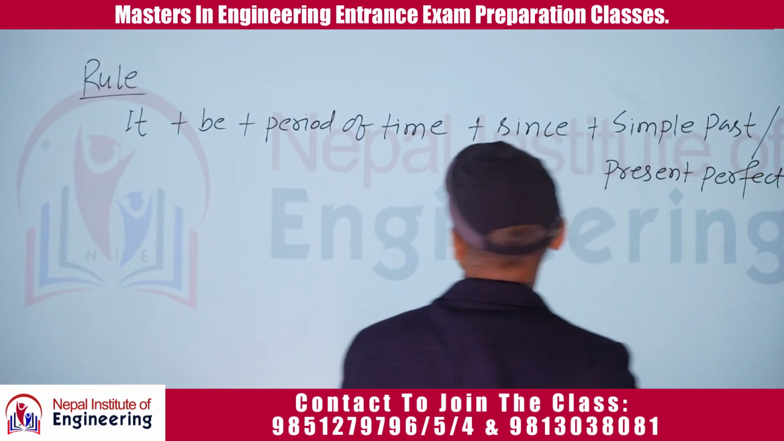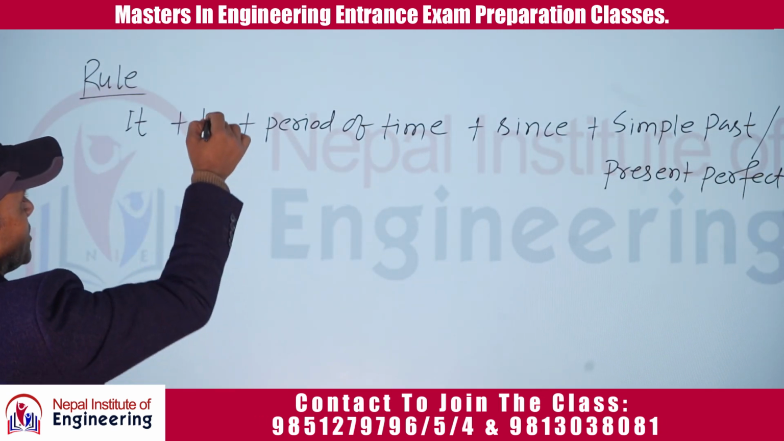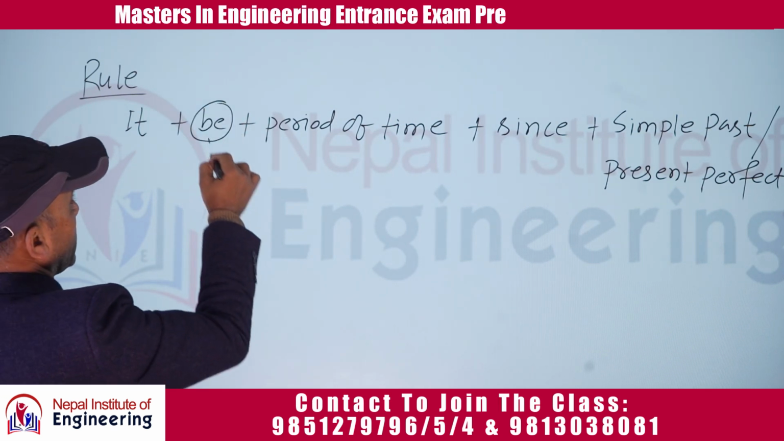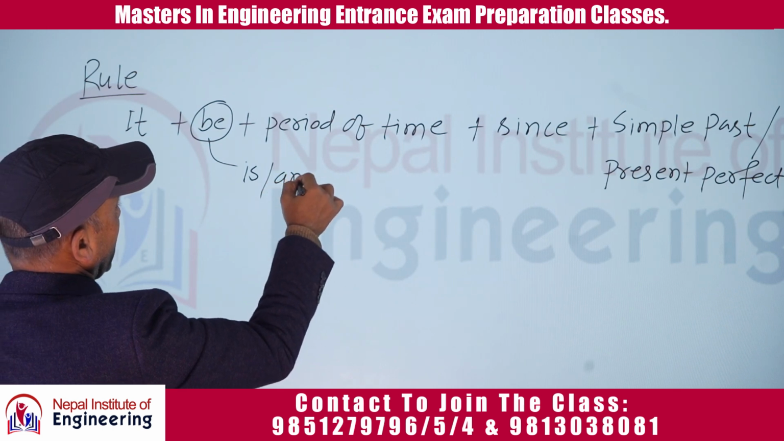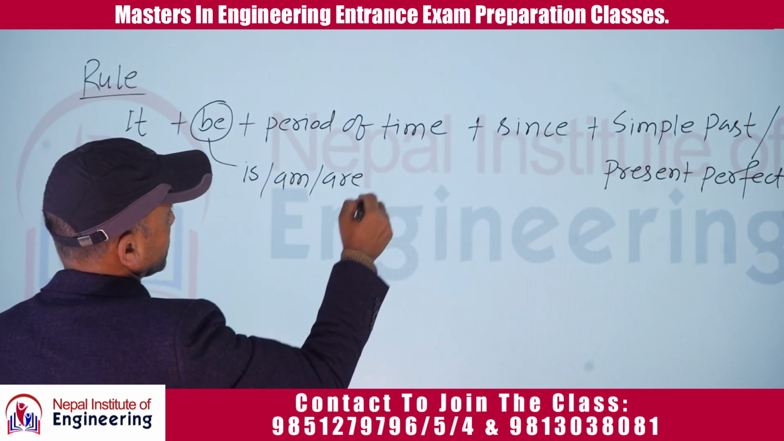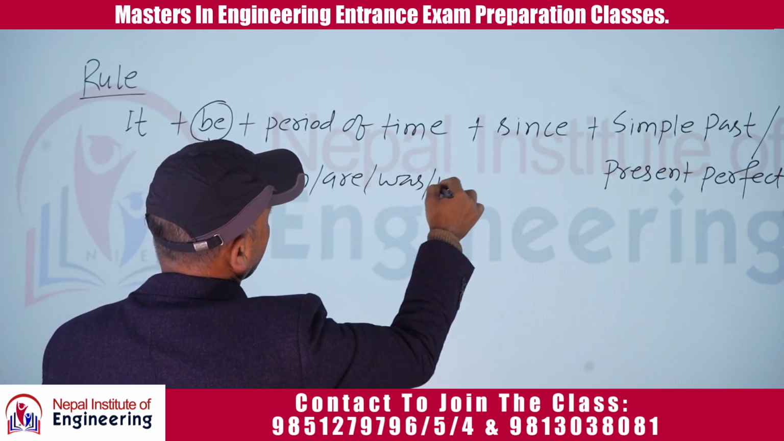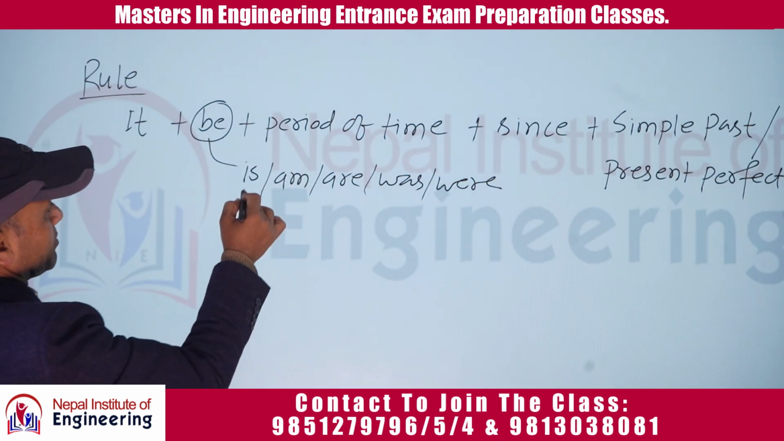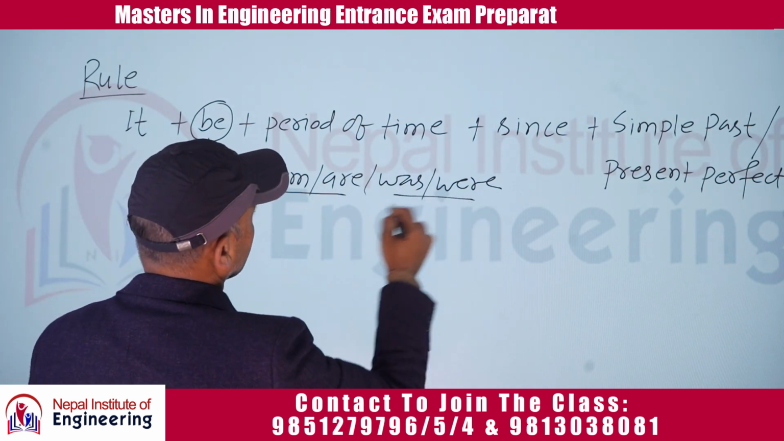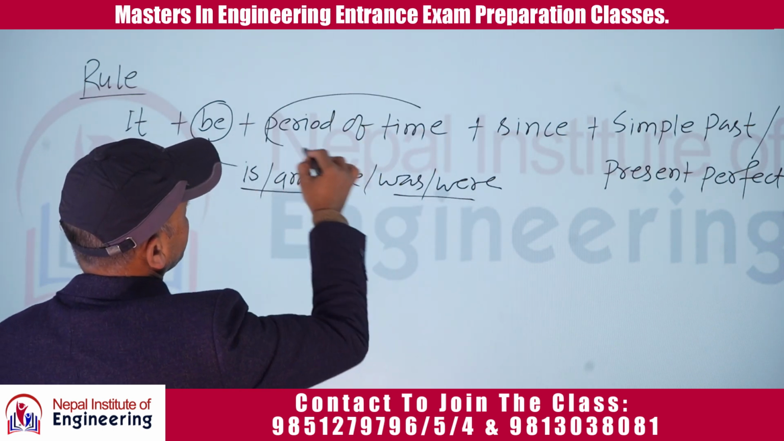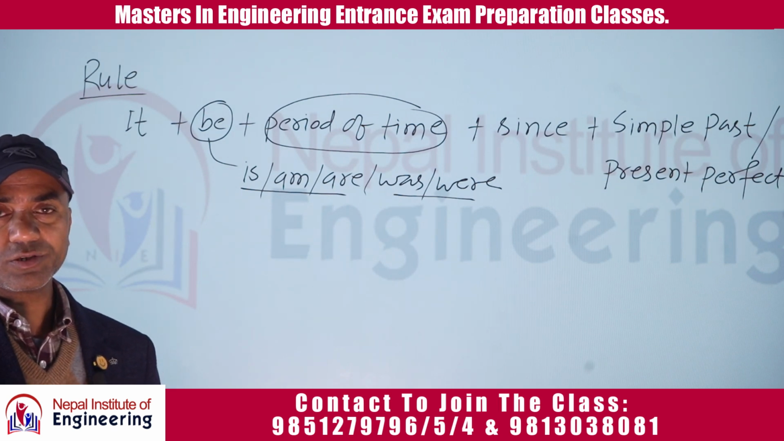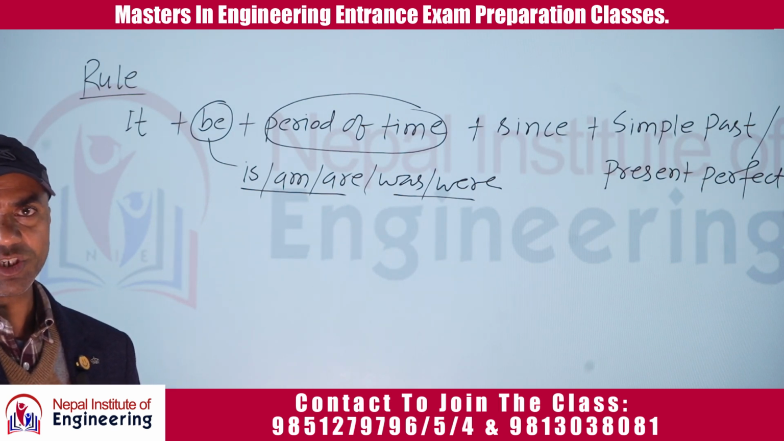Present perfect. So now here B means be verb. Be verb, that is am, are, was, were. Is, am, are, was, were. These are be verb. You know that we use is, am, are in present, was, were in past, and this is period of time. Period of time, you also know, shows duration: 2 weeks, 3 weeks, 10 months, 5 years, 6 hours. That is period of time.